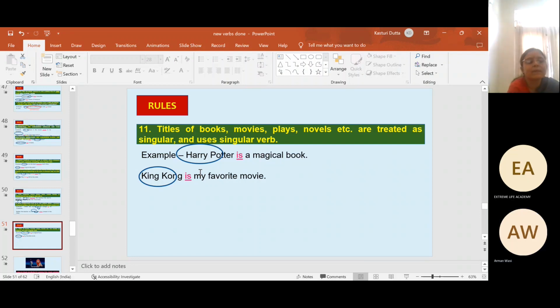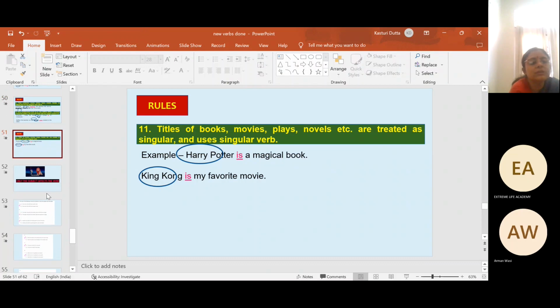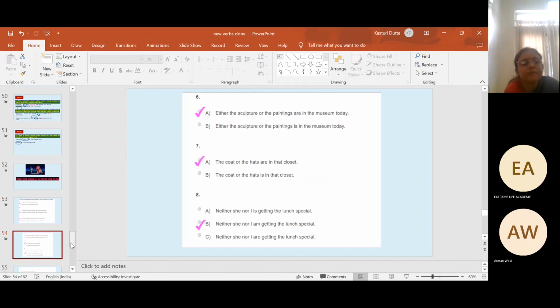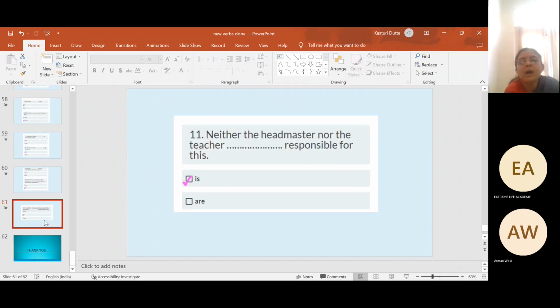So this is all about verbs today, which I did with you. Just a minute. Anything else? Let me see. These are all. I will send you the mail. "Every one of the shorts has a green collar." Choose the sentence in which the verb agrees. You just go through this because everything is done here. The rules are very important.